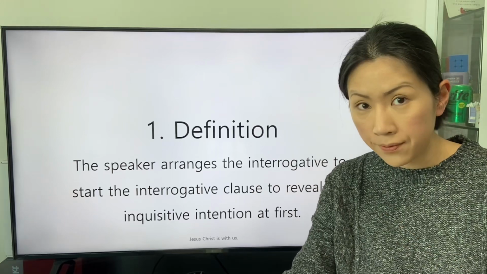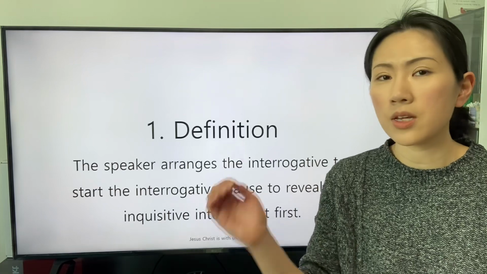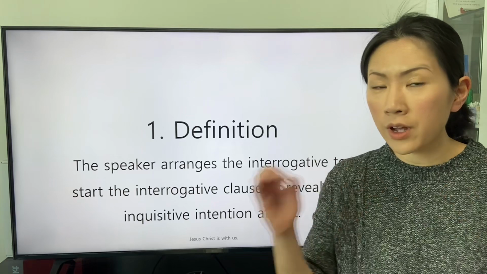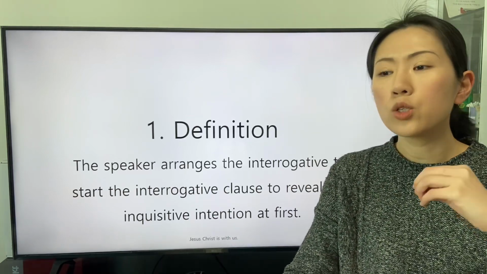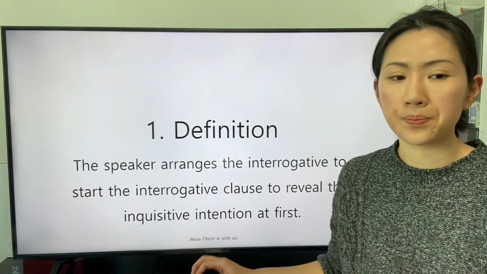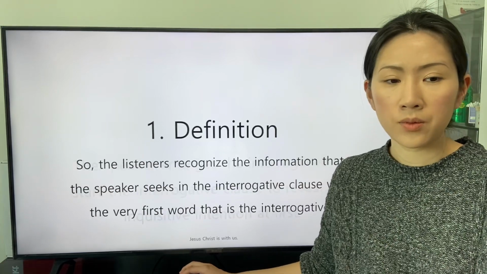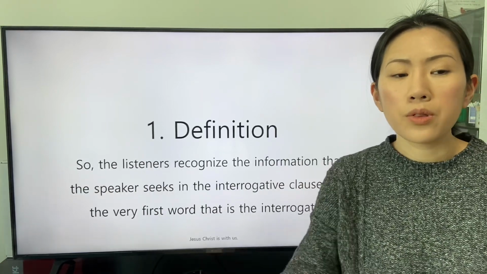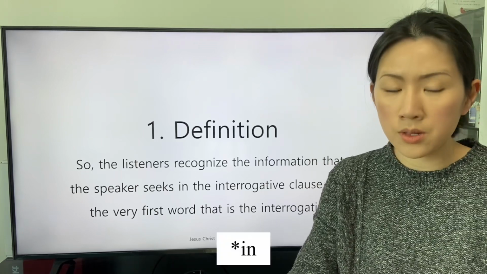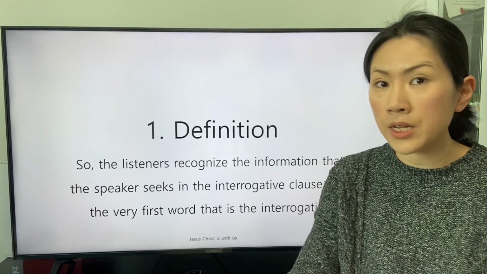The interrogative is arranged to initiate the interrogative clause so that the listeners can figure out the intention of the speaker to inquire the interrogative clause to the listeners with the very first word, that is the interrogative. So the listeners recognize the information that the speaker seeks in the interrogative clause with the very first word, that is the interrogative.